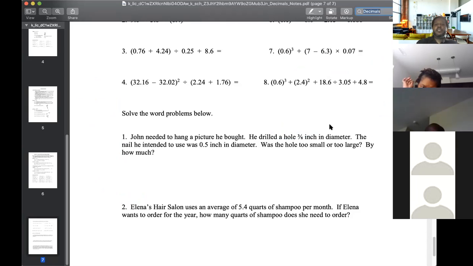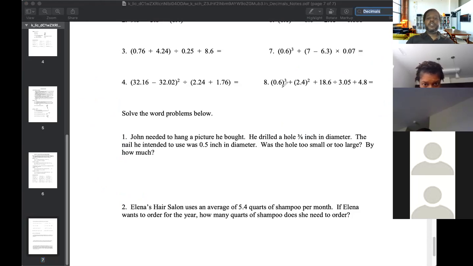All right, number 8. Notice that we have multiple exponents. So we have to do the exponents first, and then we can do the division after. We already know the answer to this first one, 0.6 cubed. We know that that's 0.216. We just did it up here, right? That's how we know that. So this is just 0.216.